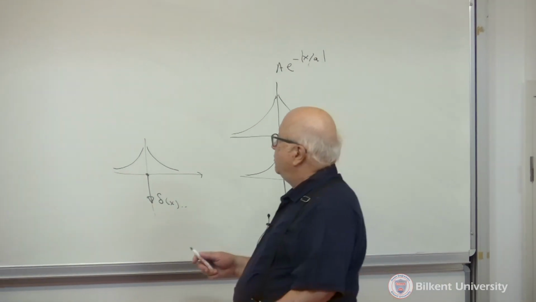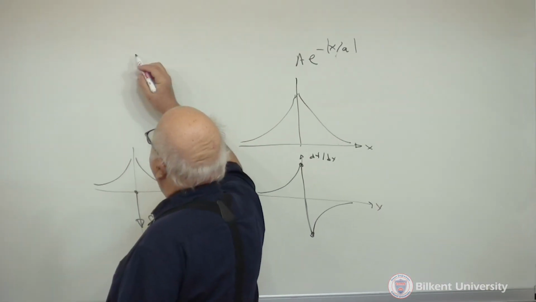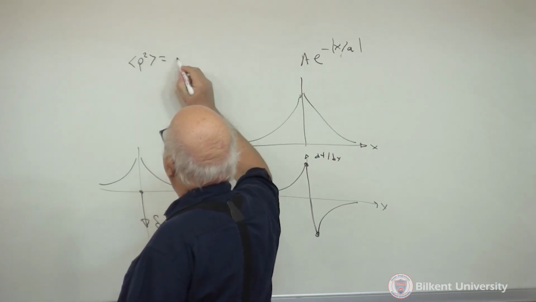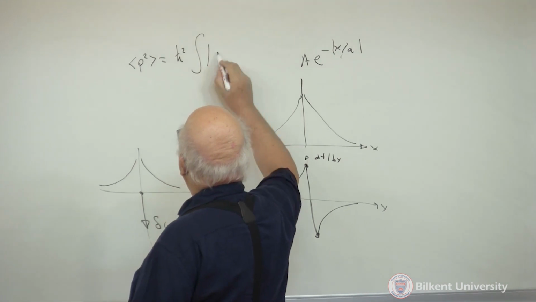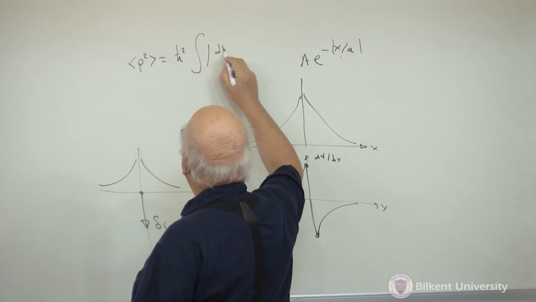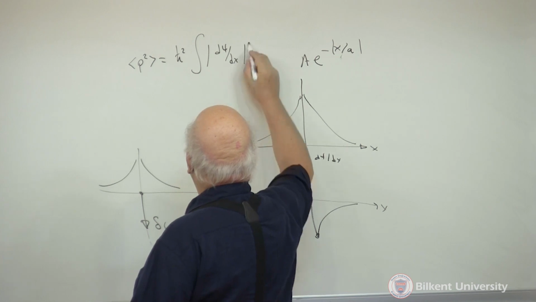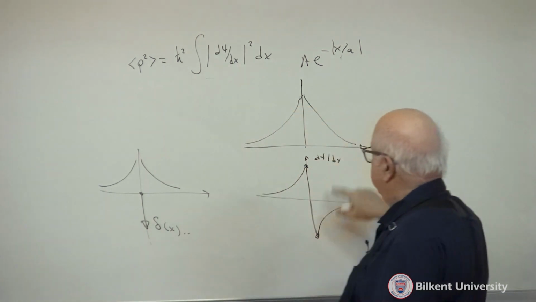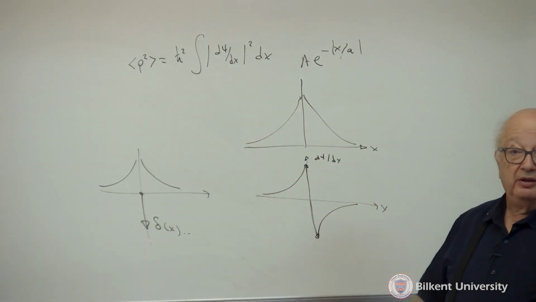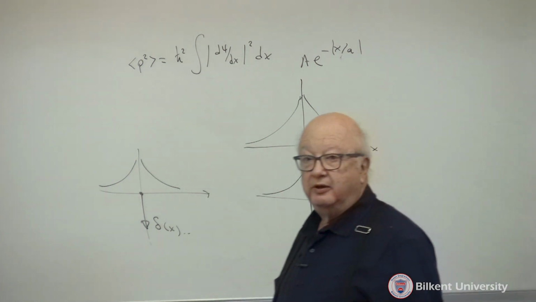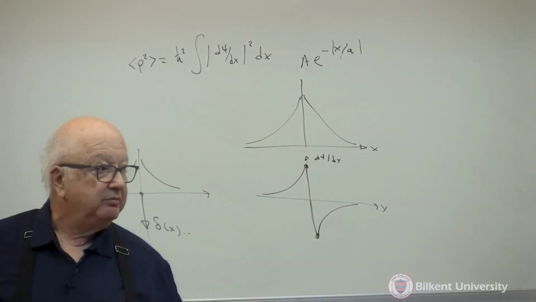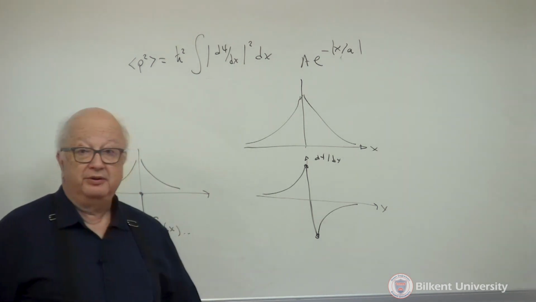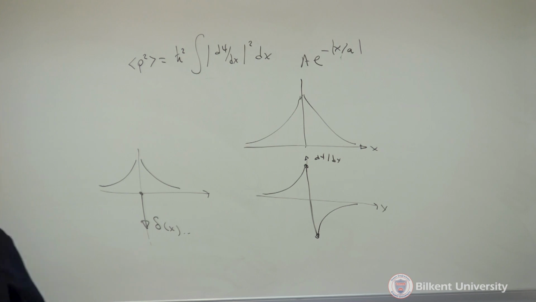But what you can also do, remember we went through this, is calculate the expectation value of p squared through the integral of d psi dx magnitude squared dx. Then you are working with this function and you don't have the problem of the delta function. So that's the root of the problem if you are getting negative p squared and things like that. Okay, other questions?